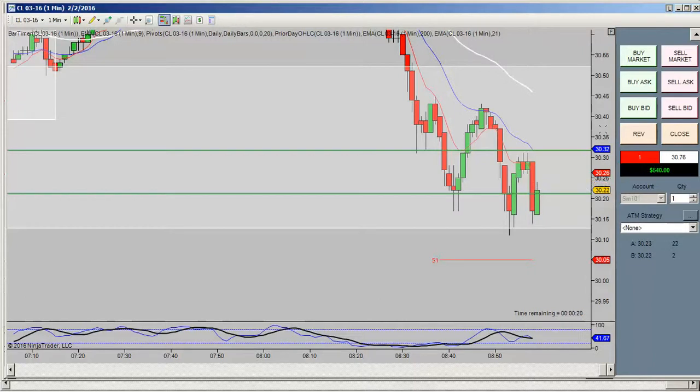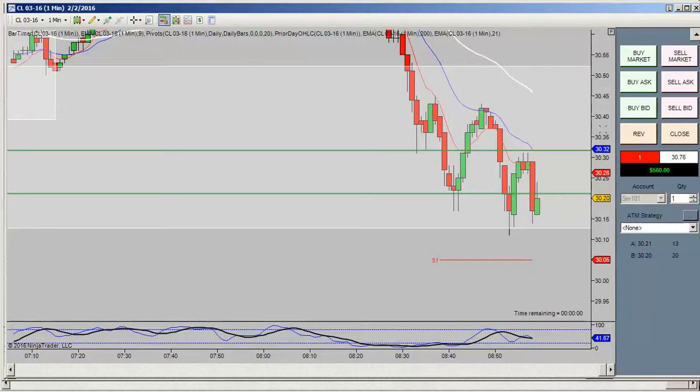By the way, this is the 1 minute chart. Each bar is 1 minute. I like to think of this as going from macro to micro, and once you start thinking of it that way, it's a lot of fun.